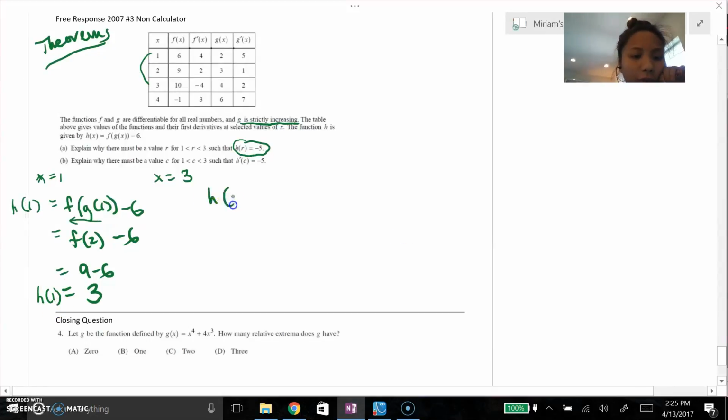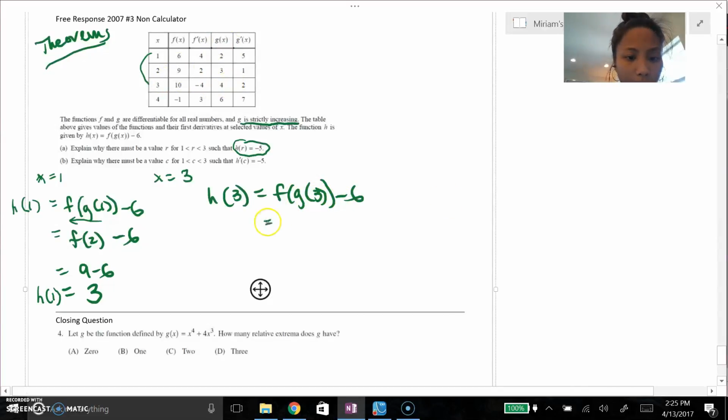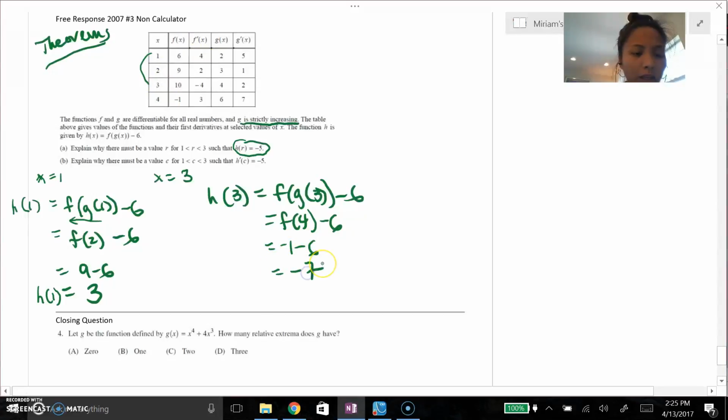Now let's try h of 3. So that's f of g of 3 minus 6. G of 3, go to g, 3, that's 4. F of 4, go to f, 4, that's negative 1. I have negative 7. So it's saying somewhere in between h of 1, which is 3, and h of 3, which is negative 7, is it possible that we have a y value that's negative 5? Yes, it is.